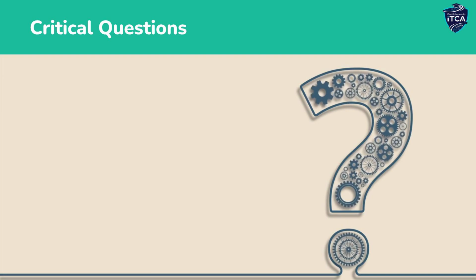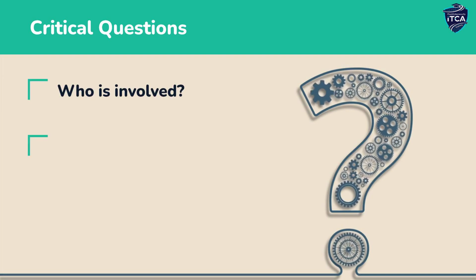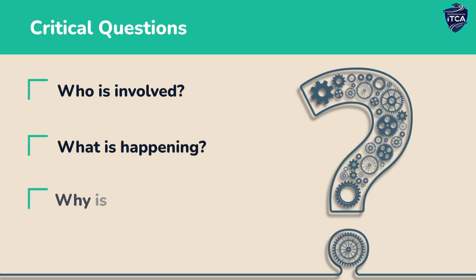Intelligence always answers critical questions. Who is involved? What is happening? Why is it happening? So what does it mean, and what should be done next? If these questions are not answered, you are dealing with information, not intelligence.